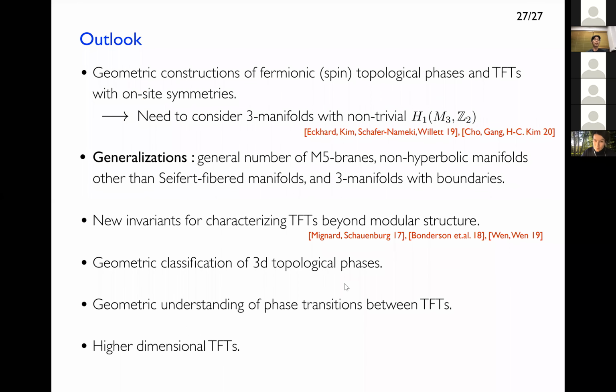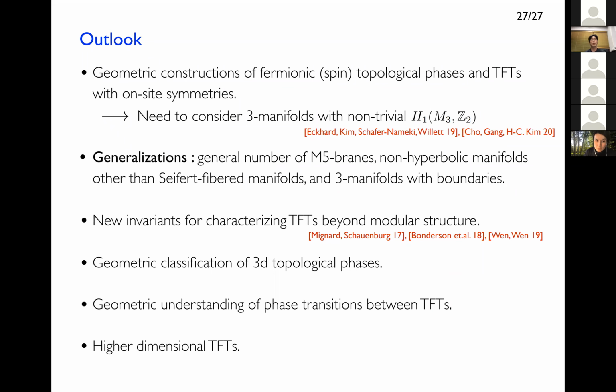We can now think about the following problems. For example, first, in our paper, we mostly focused on realizing unitary modular tensor categories, which are basically bosonic TFTs without symmetries. But there are actually fermionic TFTs and also TFTs with non-trivial symmetries. For these theories, we need to consider probably 3-manifolds with non-trivial H1 or the Z2 homology group.